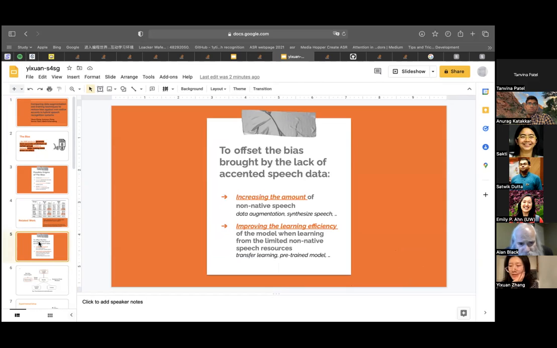To offset the bias brought by the lack of accented speech data, the methods widely adopted can be categorized into, first, increasing the amount of non-native speech, and second, improving the learning efficiency of the model when learning from the limited non-native speech resources. The possible methods of increasing the amount of non-native speech could be data augmentation, synthesizing speech, etc., and the possible methods of improving the learning efficiency could be transfer learning or pre-trained models.